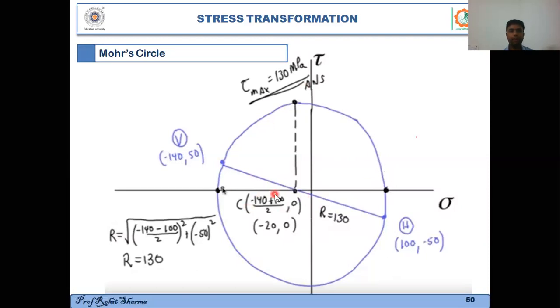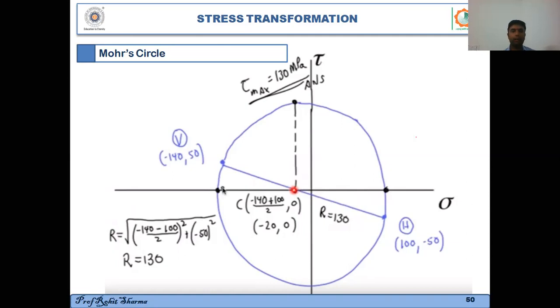Okay, this is the center. Now we know what the center is, right? So center is sigma x plus sigma y over 2. So it will be sigma x, which is minus 140, plus sigma y, which is 100, over 2, comma 0. So your center turns out to be minus 20 comma 0. So this is your center. Again, the point of intersection of this line with the horizontal axis is nothing but your center, right?